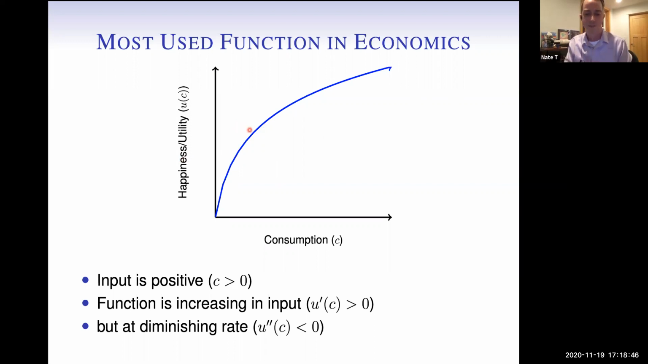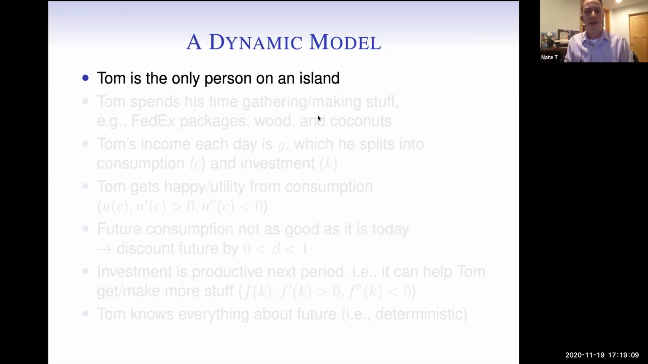So that's a basic function that we're using in our macro models. It doesn't have to be log, but log is a pretty common function that people use. So I was saying happiness, but we also just call that utility. What's the utility of consuming goods? And so this is a utility function. It gives us that. And so with that in mind, I'm going to introduce our first dynamic model.